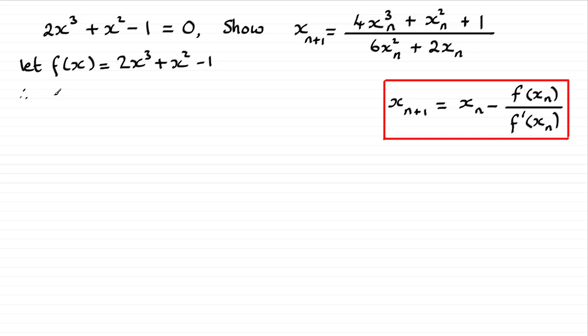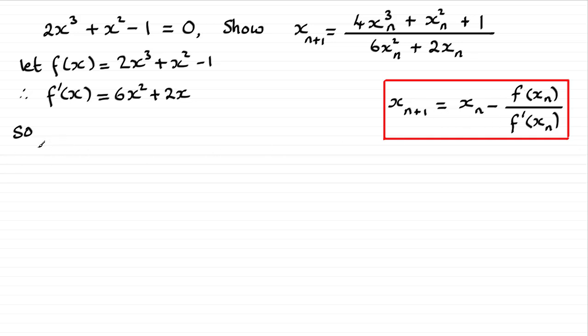So therefore, if I differentiate f of x with respect to x in the usual way, for this term, you're going to get 3 times 2, which is 6. Reduce the power by 1 and you get 6x squared. Differentiate x squared, you get plus 2x. Differentiate the constant on the end, it's 0. Okay? So what we need to do now is just substitute our values into the Newton-Raphson formula.